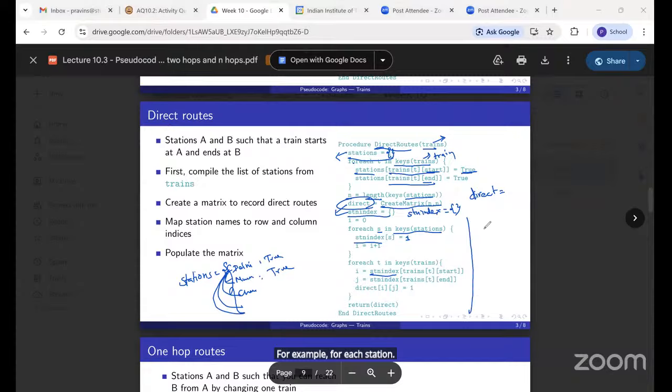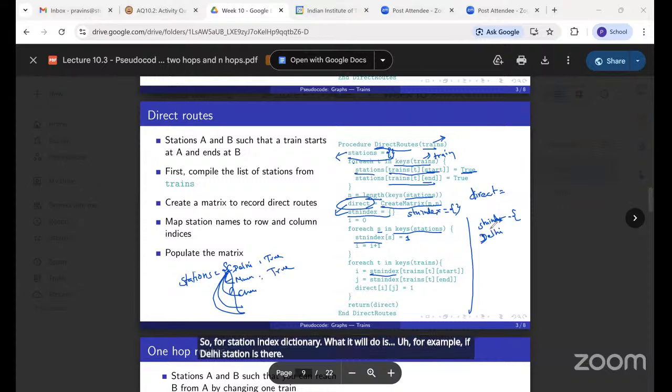Oh, I can write it here, I guess. So for the station index dictionary, for example, if Delhi is the first station in my station dictionary, it will keep 1. Sorry, 0. It starts from 0. And Mumbai will be 2. Sorry, 1. Now I is incrementing every time you iterate through the keys. And Chennai will be 2, and so forth.